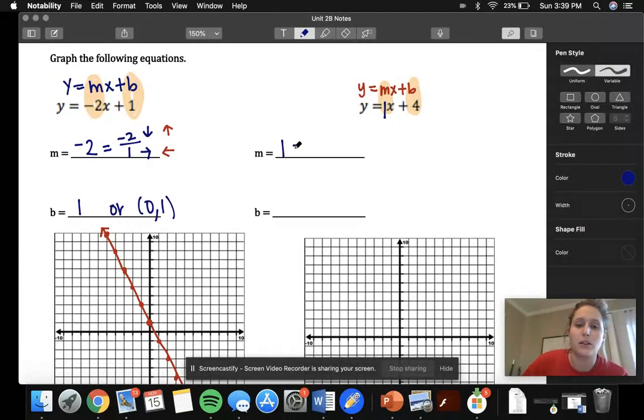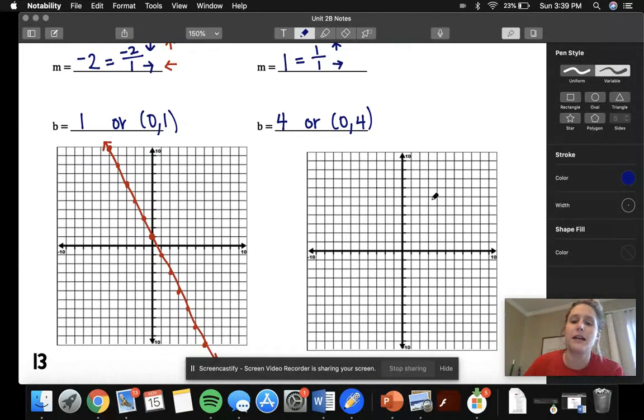This is a whole number, so to make it a ratio, we're going to make it a 1-to-1 ratio. So the movement I'm going to make, this is my rise, so I'm going to go up 1, and then I'm going to go right 1. Positive 1, up, right. My b value is my beginning, so I begin at 4, or as an ordered pair, that is 0, 4.